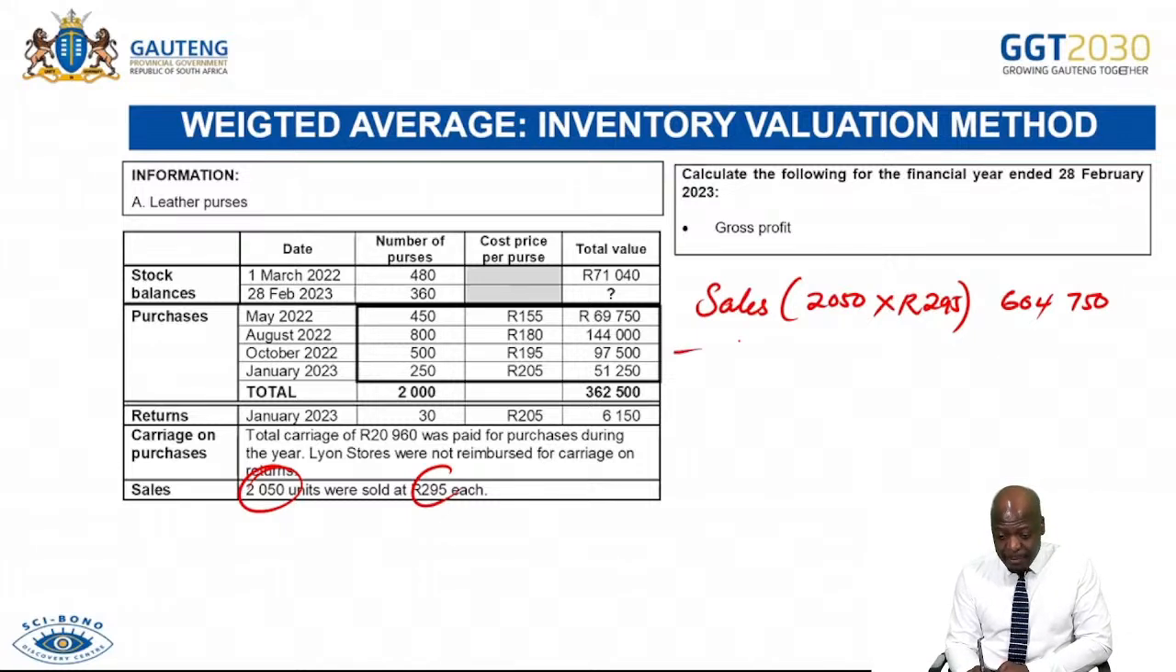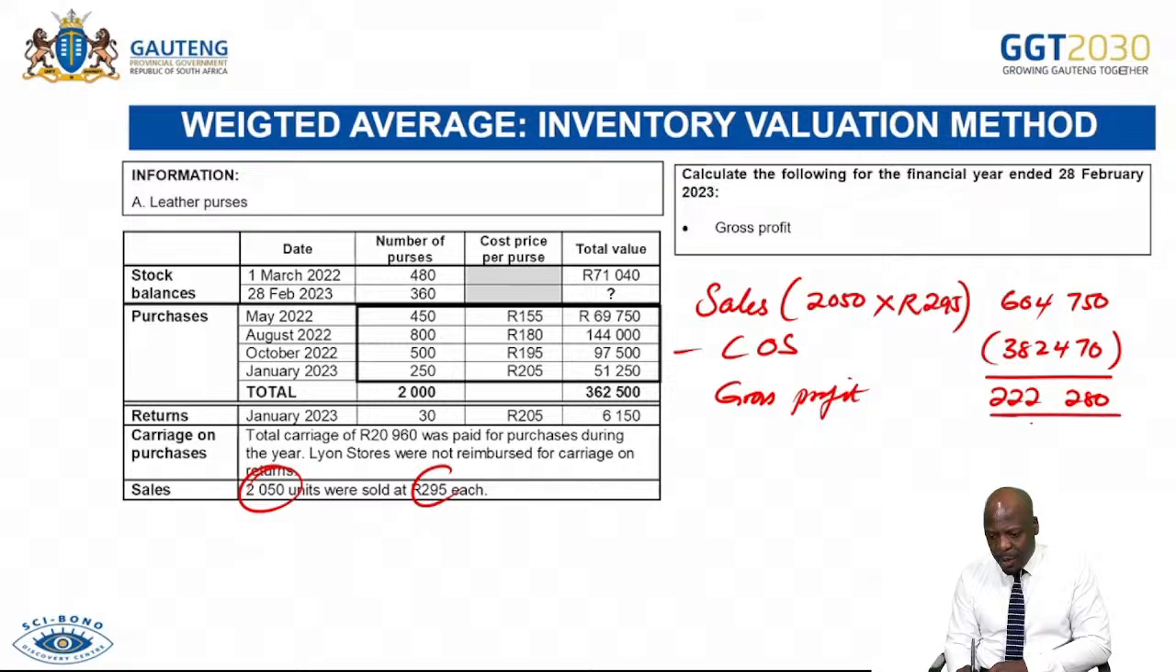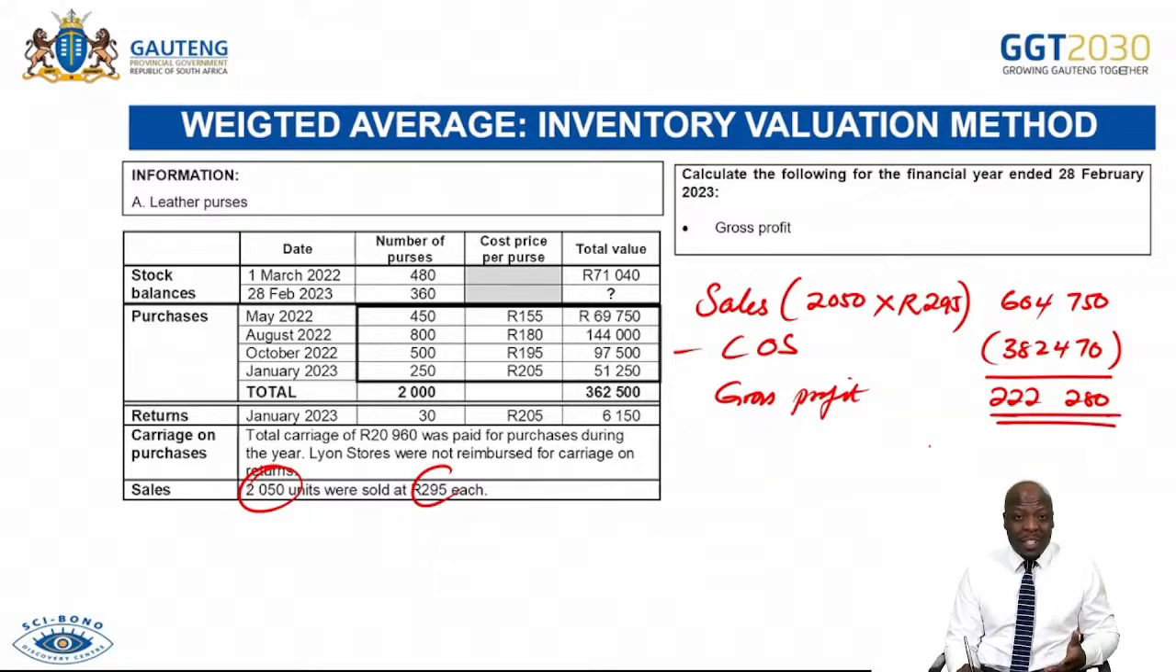604,750 minus my cost of sales. Do I have this? Yes, we just calculated it. Do you remember how much it was? Say it again. 382. It was 382,470. Thank you. And this would then give us what we call our gross profit, which is 222,280. That is your gross profit.